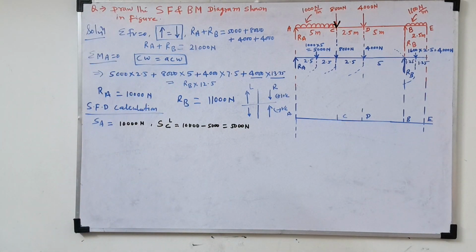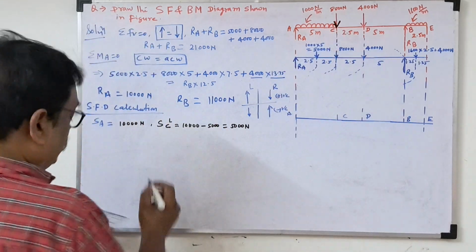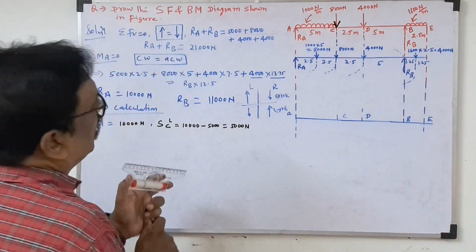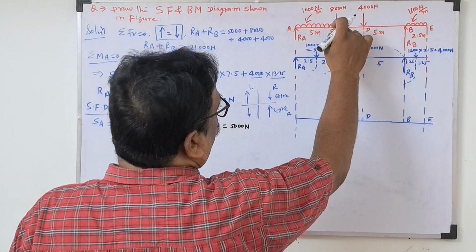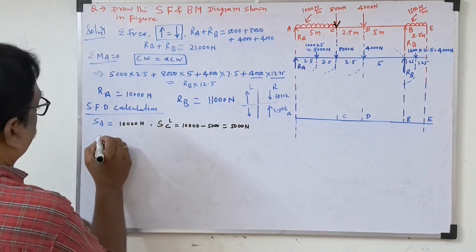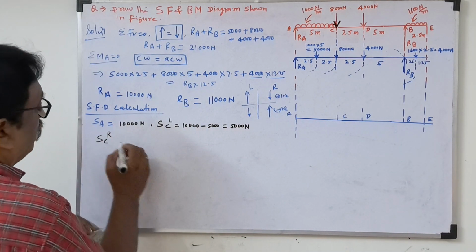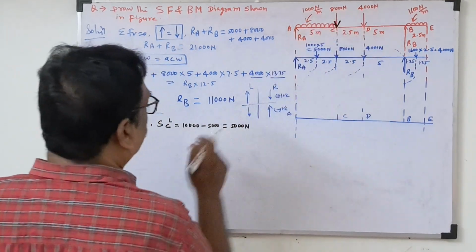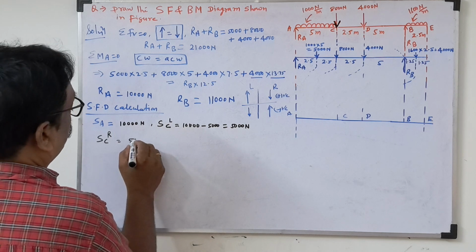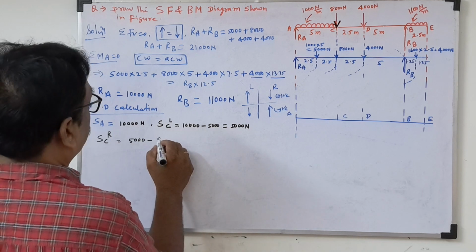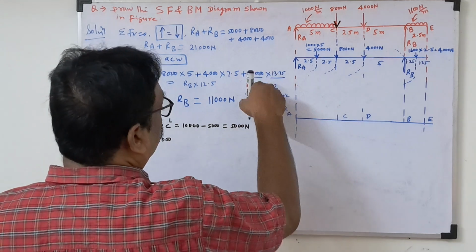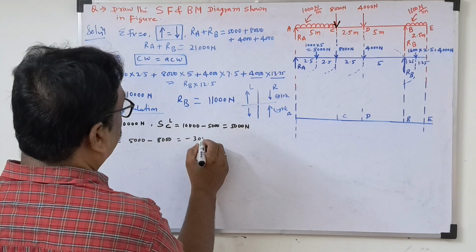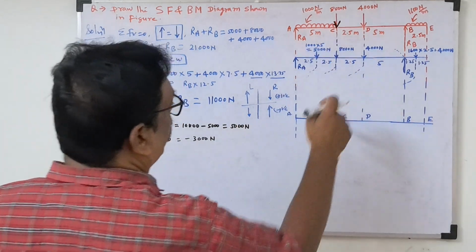So okay, now SCR we'll take. SCR means just after this point, that means this point load will also be considered. SCL means just before this point load, and SCR means we'll consider the point load. So how much is there? 5000 minus how much? 8000, because left side downward force is negative. So 5000 minus 8000 is coming minus 3000 Newton for SCR.